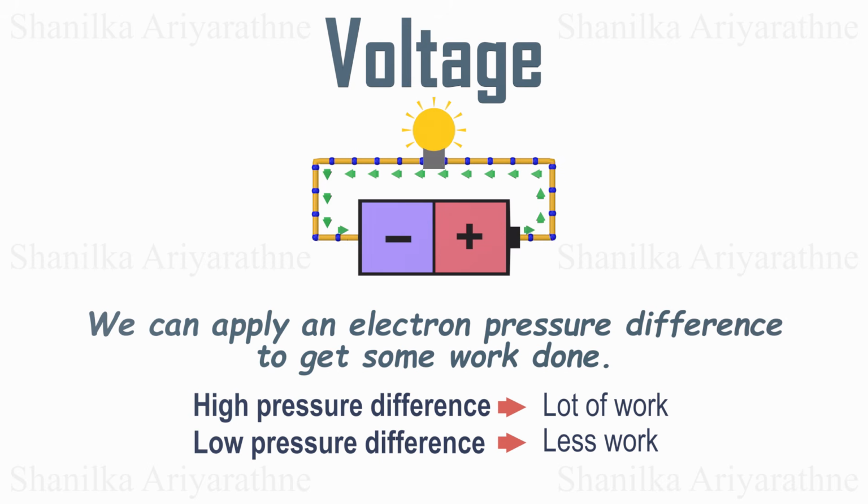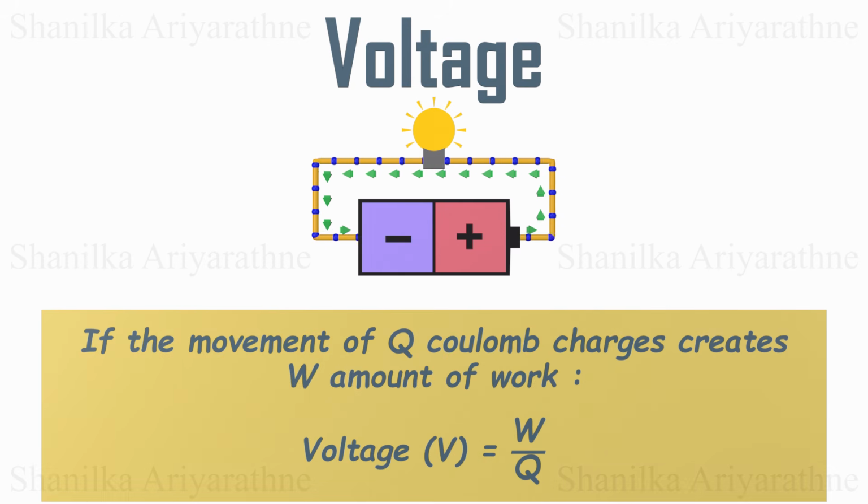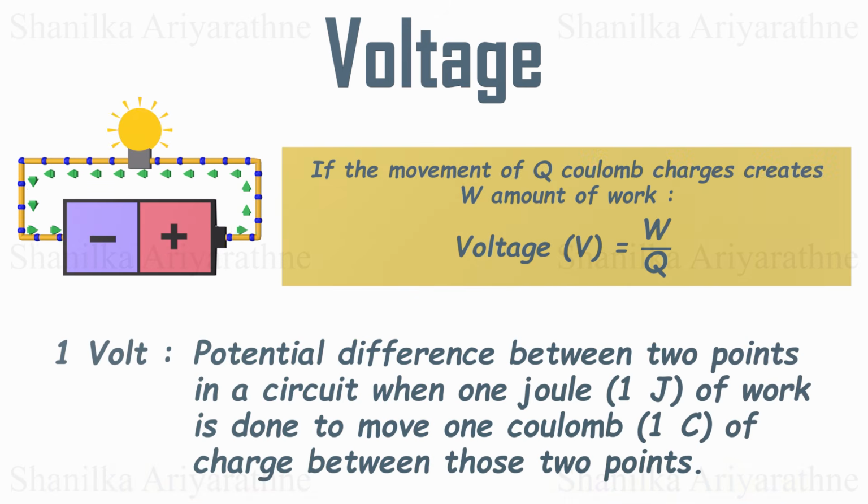We define voltage as the amount of work produced by the movement of charge. If the movement of Q coulombs of charge creates W amount of work, we can define the voltage as V equals W over Q. 1 volt is the potential difference, also known as the electron pressure difference, between 2 points in a circuit when 1 joule of work is done by moving 1 coulomb of charge between those points.